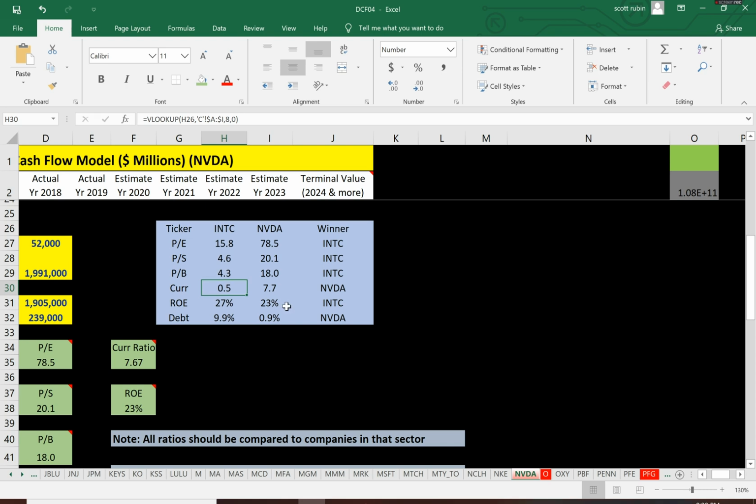It's interesting that current ratio is under 1, so that indicates they're going to go into debt this year in order to fund their current receivables. Unless they're going to have a windfall of cash come in or a lot of new business come in over the next few months. That is possible. But I guess NVIDIA wins the current ratio war, so to speak. Intel has a better ROE, but they're really close. And NVIDIA wins in debt. They only have 1% of the capital structure is debt, but Intel has 10%.